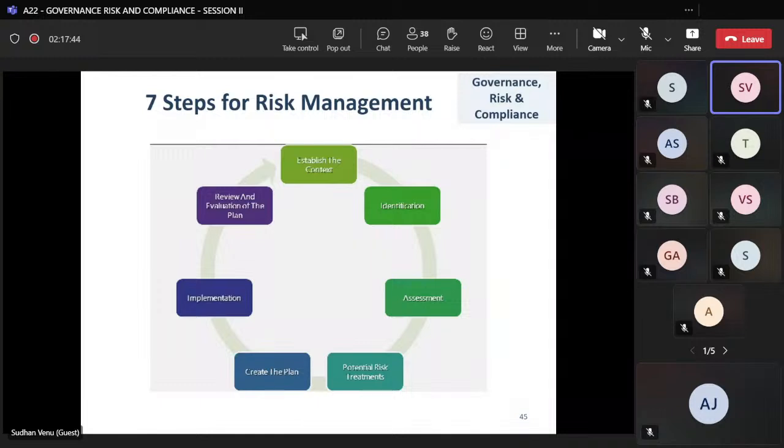And establishing the context includes planning the remainder of the process, mapping out the scope of the exercise, identifying the objectives of the stakeholders, the basis upon which risk will be evaluated, and defining the framework of the process in terms of establishing the context.